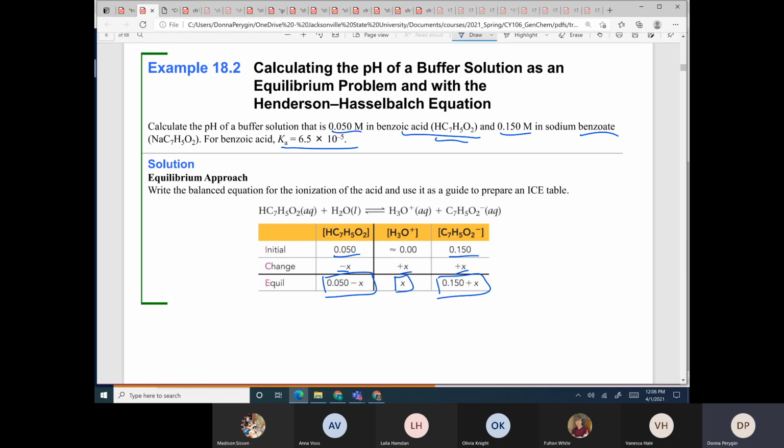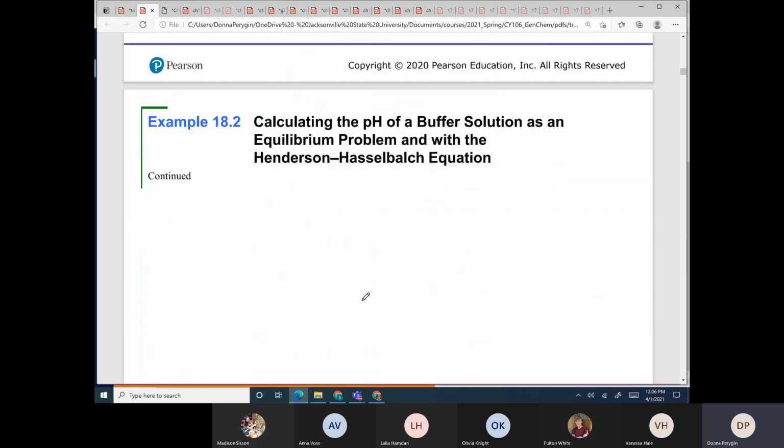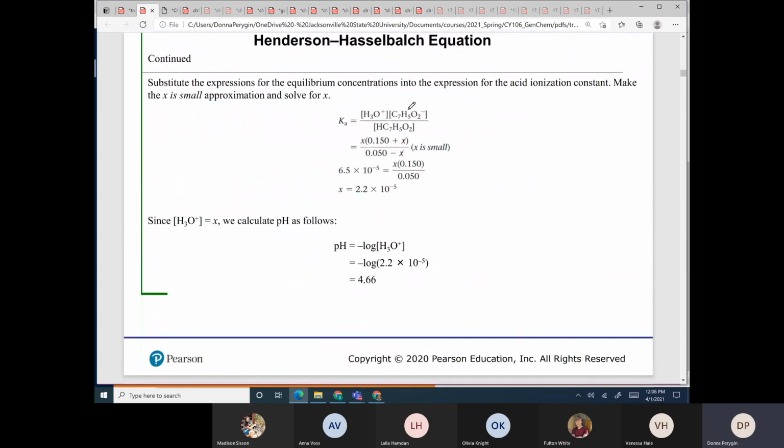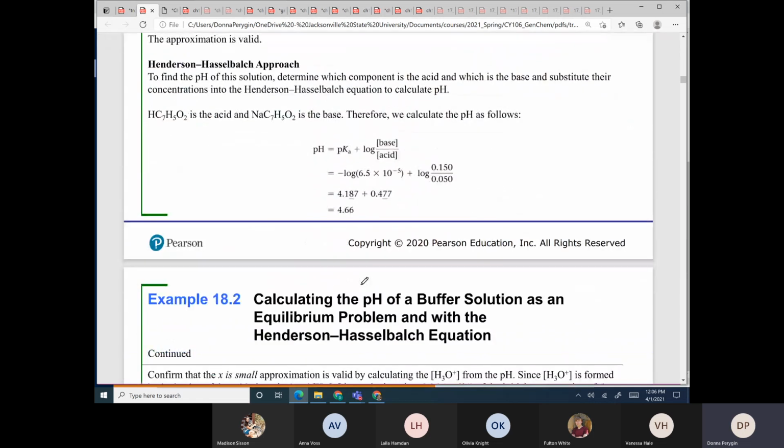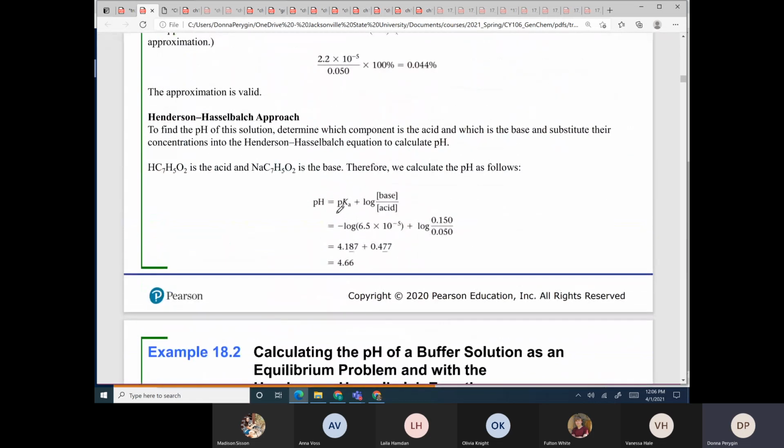And then we know our Ka, so we can set up an equilibrium expression, right? Which you do exactly the same way. Make the x's small approximation, solve for x, and you can calculate the pH. But there's actually another way to do this, and that is by using that equation that we just learned, where the pH is equal to the pKa plus the log of the base over the acid. Wow, we've got an equation now.